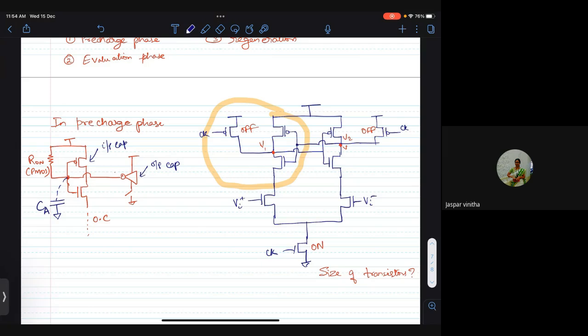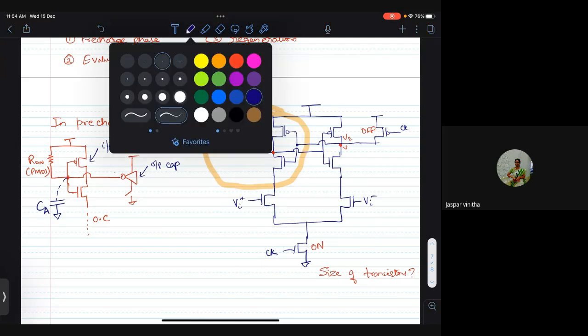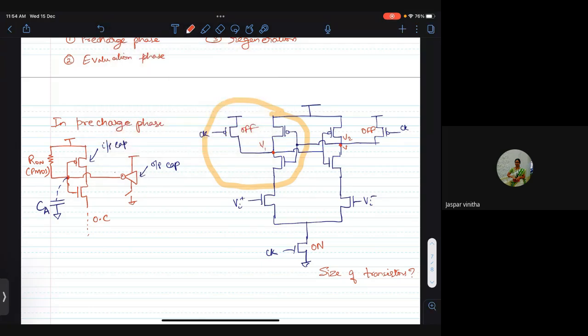So how do I choose my PMOS dimension? So basically, this PMOS transistor, maybe I'll call it M3. Size should be such that the on resistance of the switch is small enough in order to pre-charge this output from 0 to VDD within half the clock cycle, right?